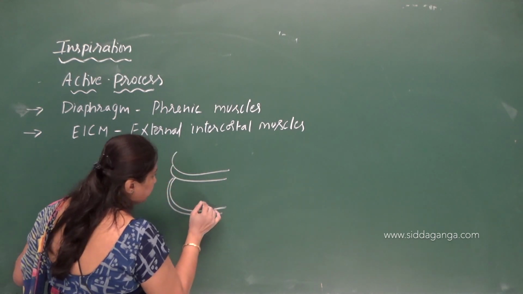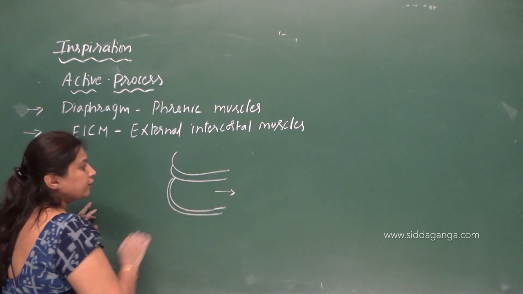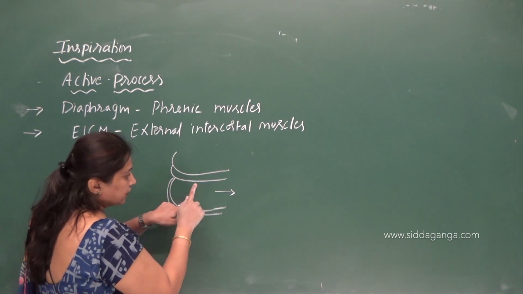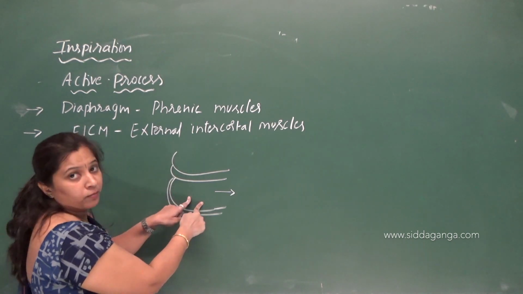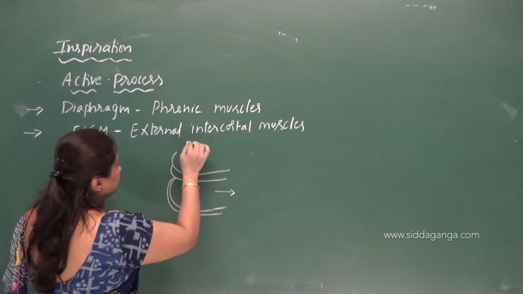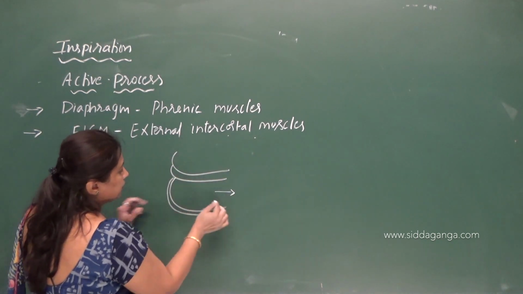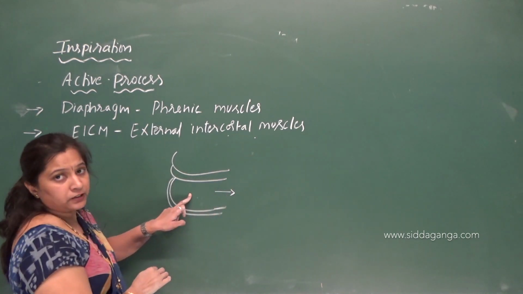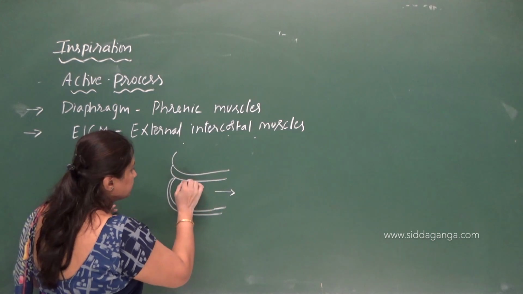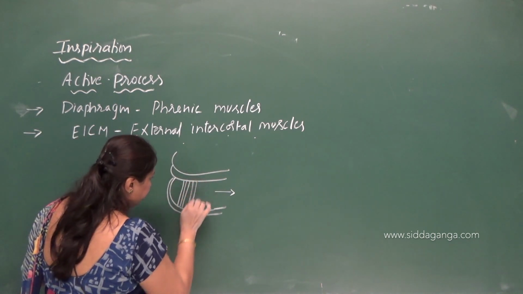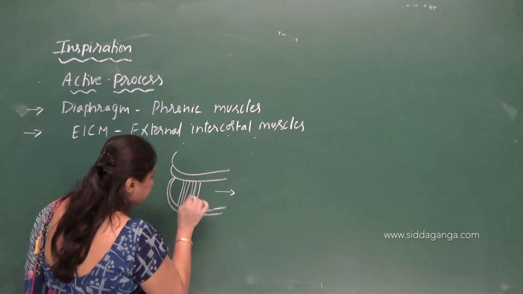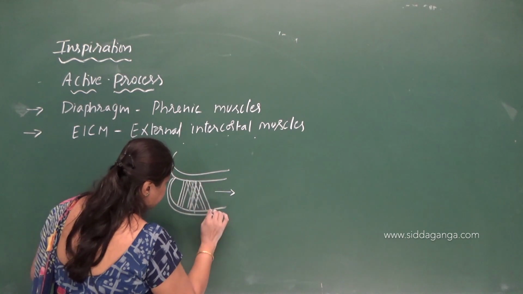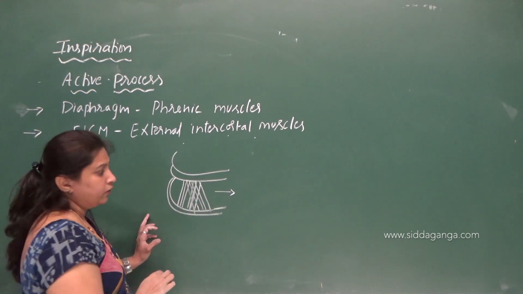So, in between the two ribs, the space present is called the intercostal space. This intercostal space consists of two types of muscles. Apart from the external intercostal muscles, one more type of muscle is also present in this space.